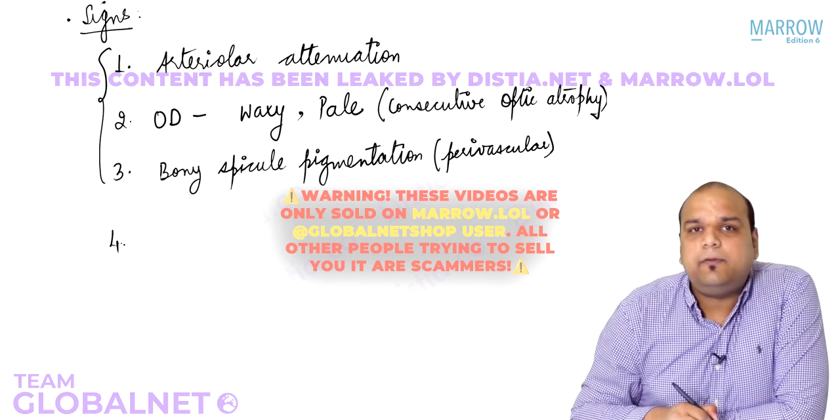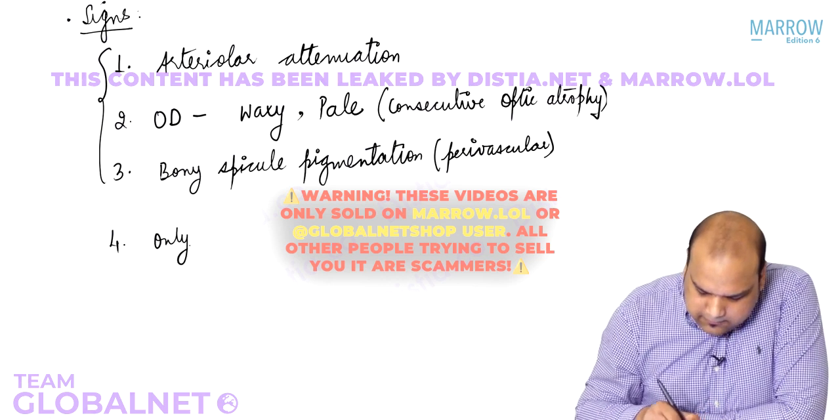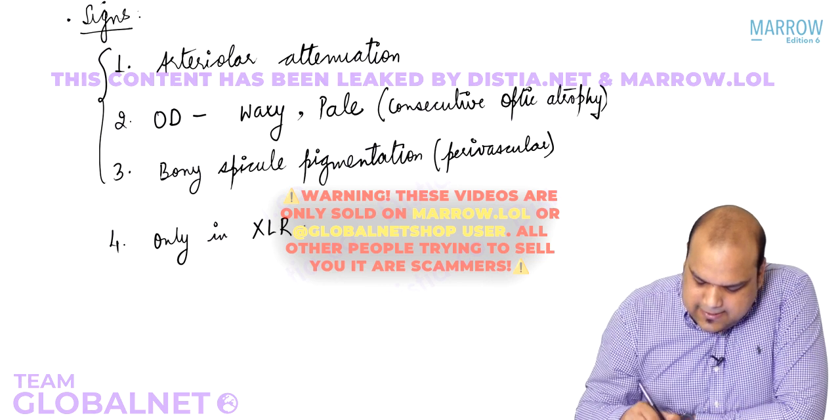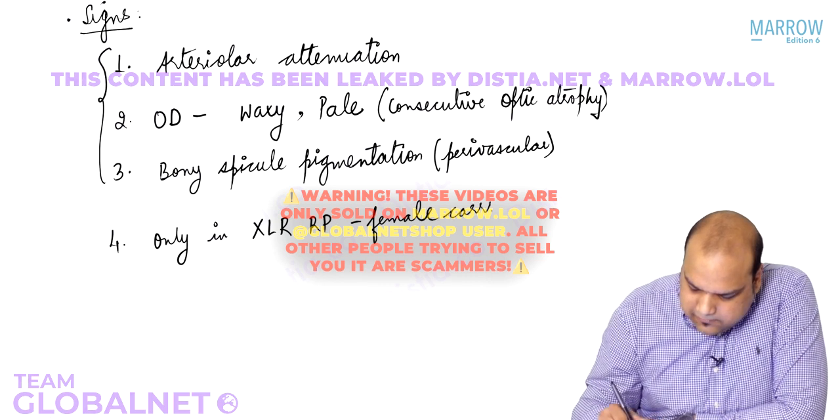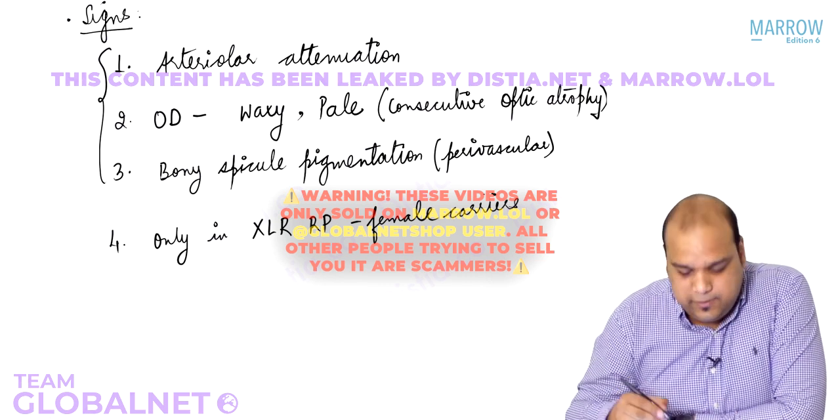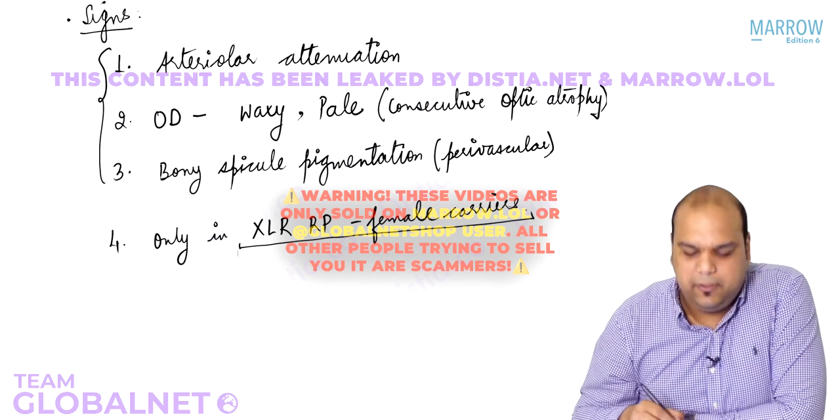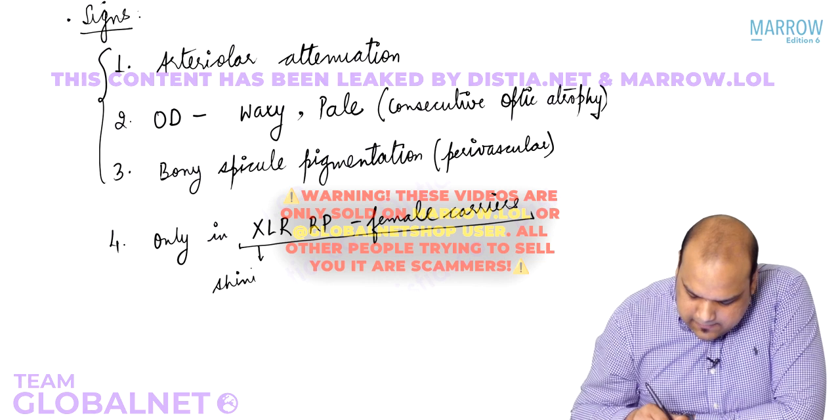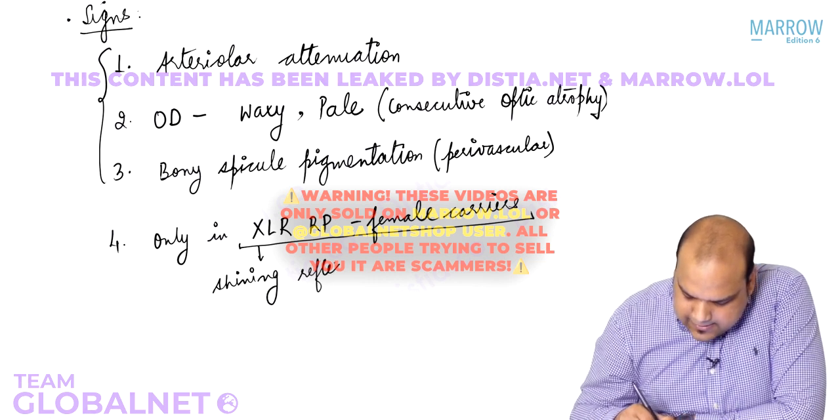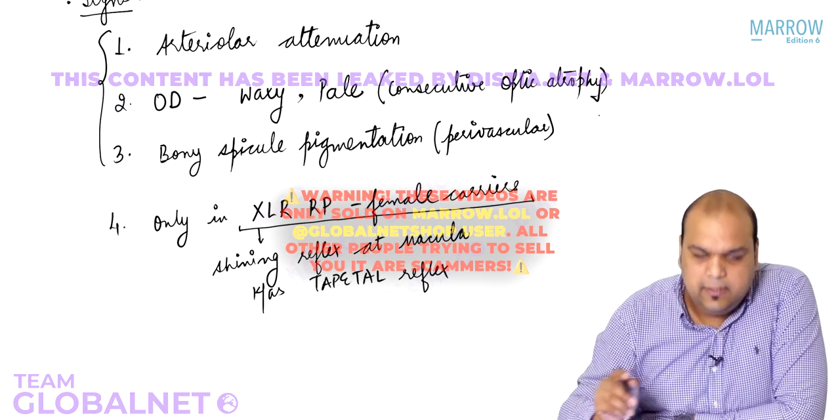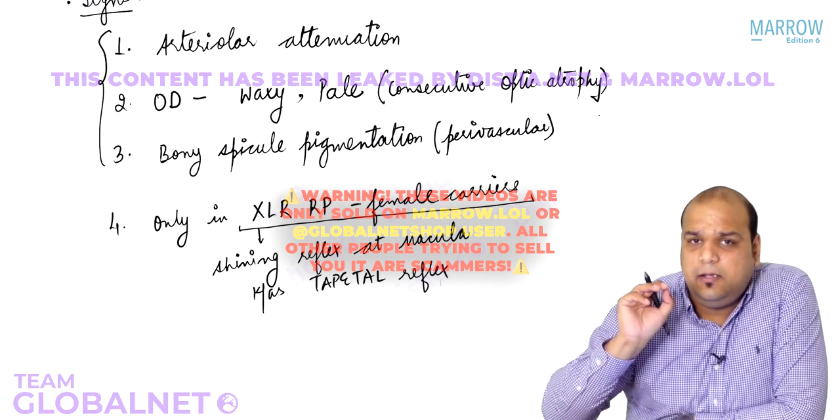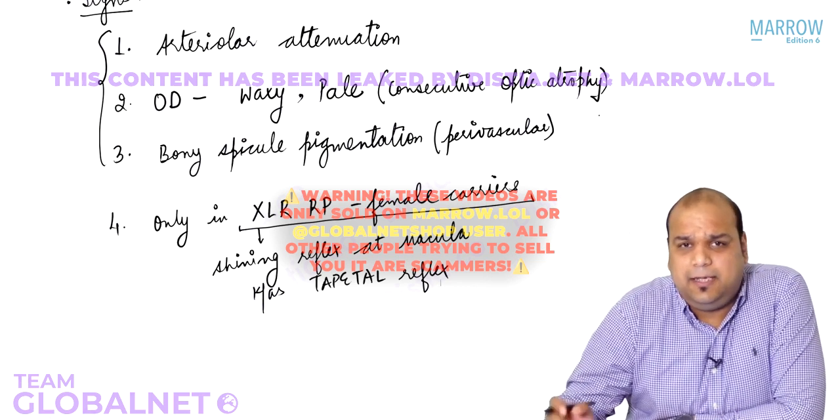As an extra sign, number 4, everybody, only in cases of X-linked recessive retinitis pigmentosa, female carriers. Females will be carriers, obviously. In X-linked recessive retinitis pigmentosa, we see a shining reflex at the macula, which is known as tapetal reflex. So this is a specific feature of one specific inherited form of retinitis pigmentosa, otherwise the triad.